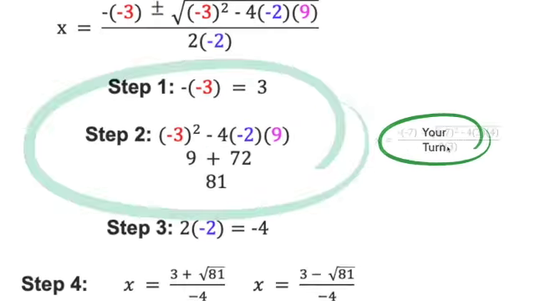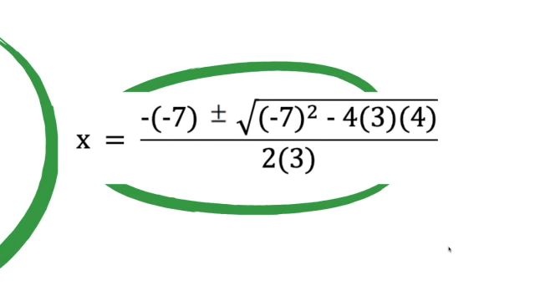Your turn. Ms. Arlac is solving a quadratic equation. She substitutes the values for A, B, and C into the quadratic formula. X equals negative times -7 plus or minus the square root of -7 squared minus 4 times 3 times 4 divided by 2 times 3. What does the expression under the square root simplify to?